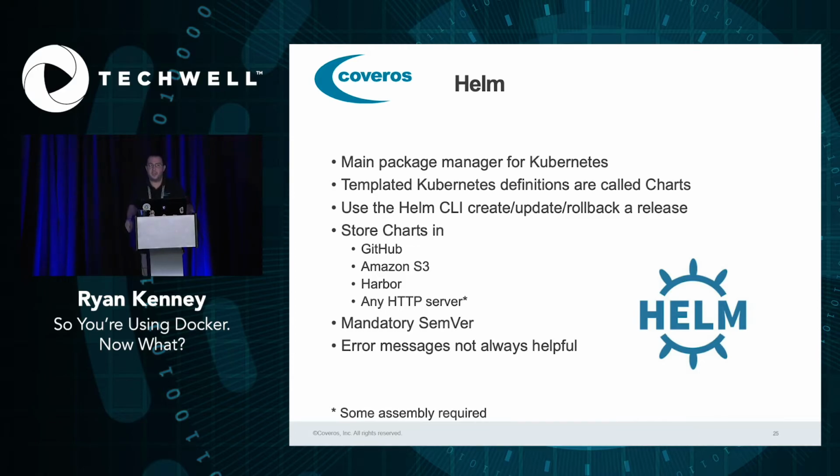There is basically the de facto templating tool on the market for Kubernetes, Helm. It is a package manager. Sticking with the maritime theme, the templated Kubernetes definitions that we were talking about are called charts. You basically use the Helm CLI to do all of your deployments. So if you want to create, update, or roll back a release, you use the Helm CLI to do it. So this is another artifact that we have. We have our images, and now we have something like Helm charts that control our configuration.